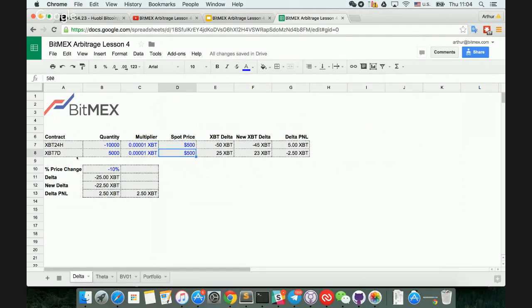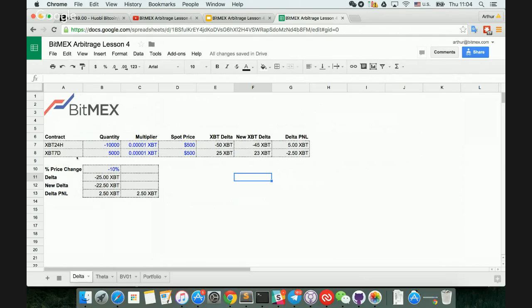Very important here: you always use the spot price to compute your Delta, because you don't want to mix your Delta risk metric, which is purely dependent on the movement in price, with other things that affect the futures price, such as time decay and interest rates. So you want a pure measure of your absolute risk as it pertains to the change in price. Here we have an initial Delta short 50 Bitcoin of the daily and long 25 Bitcoin of the weekly. And here we see our net Delta, which is short 25 Bitcoin.